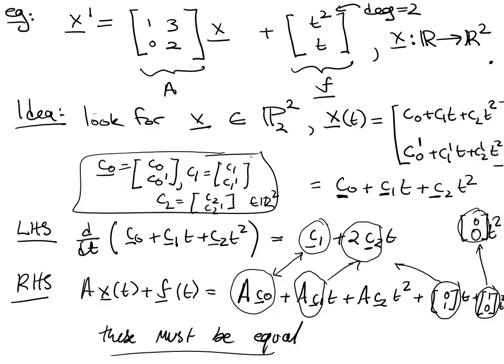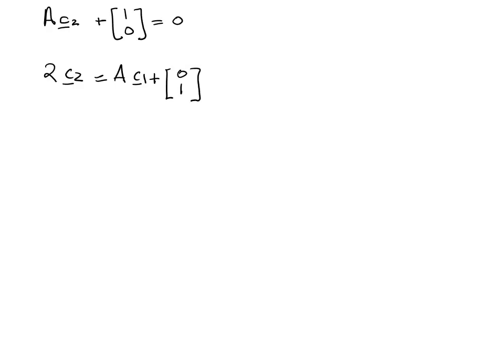So now let me write down these equations and solve them. Okay, so what are the equations that we got? So let's write them from highest degree to lowest degree. So we got a c2 plus 1, 0 equals 0. Then we had 2c2 equals a c1 plus 0, 1. And then we had a c0 equals c1.